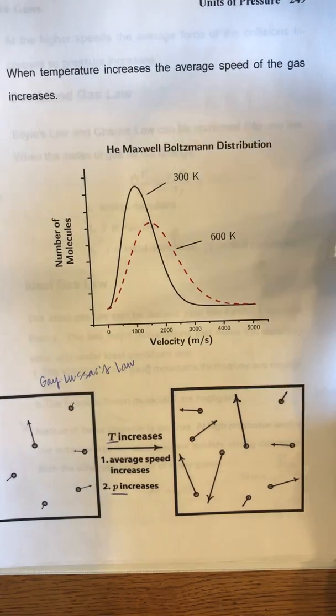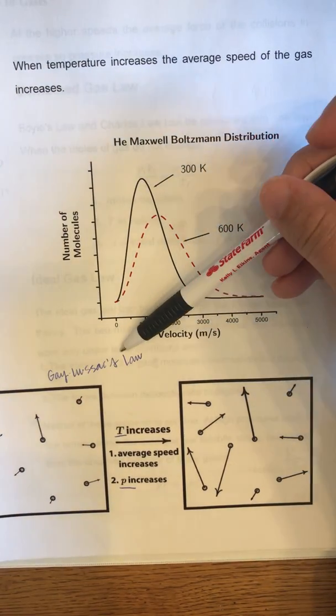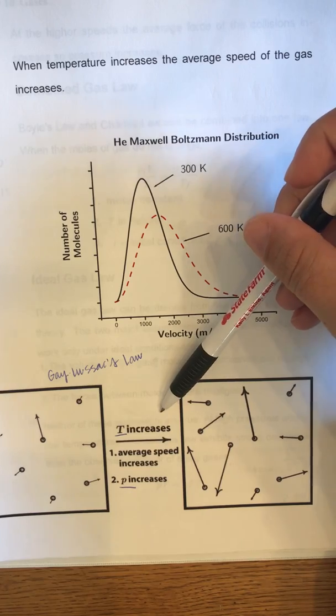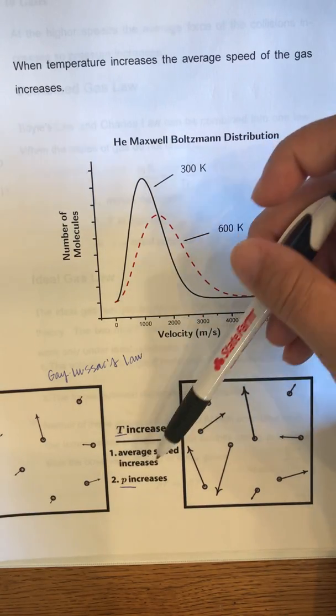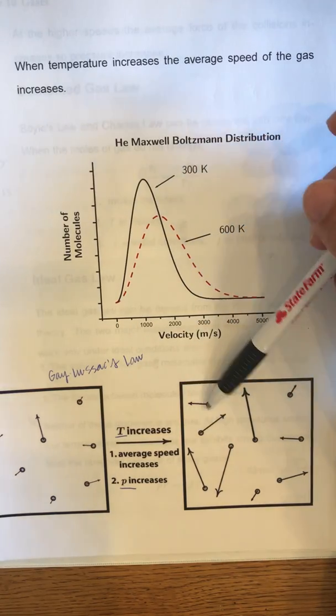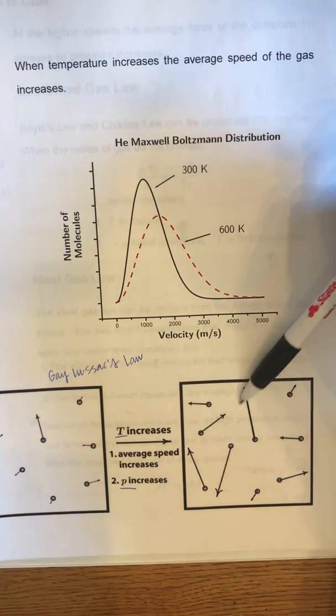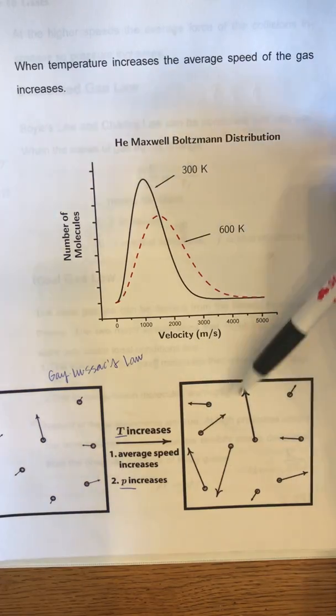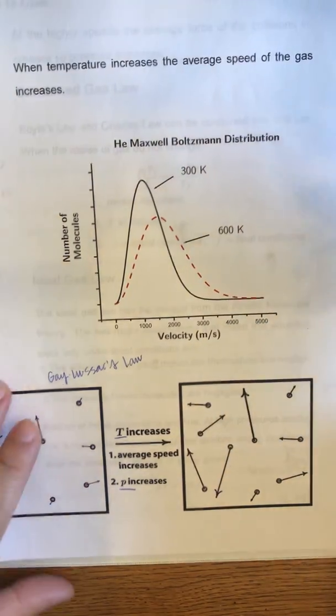All right. Next we have Gay-Lussac's Law. If temperature goes up, pressure goes up. If temperature goes down, pressure goes down. Temperature is making these particles move faster. Notice the longer arrows. The faster they move, the more collisions with the sides of the walls.